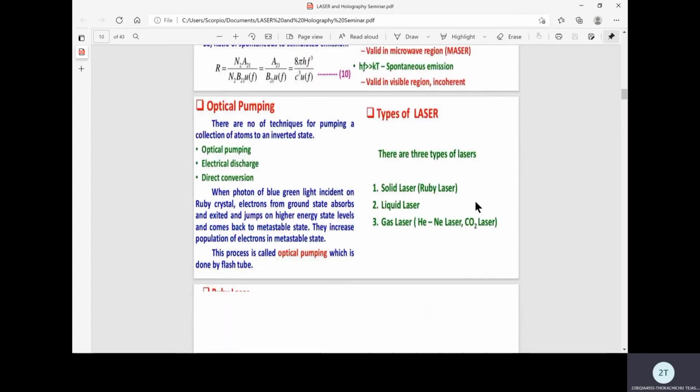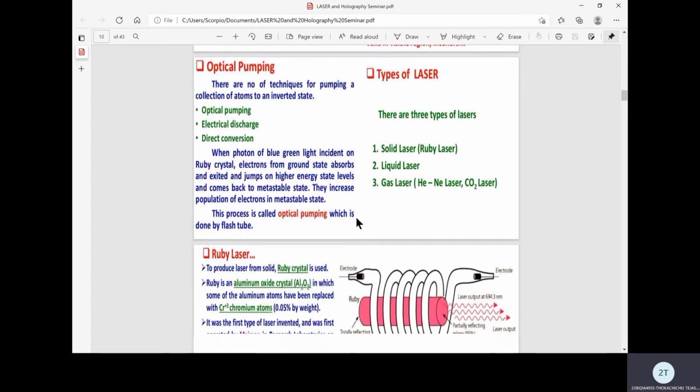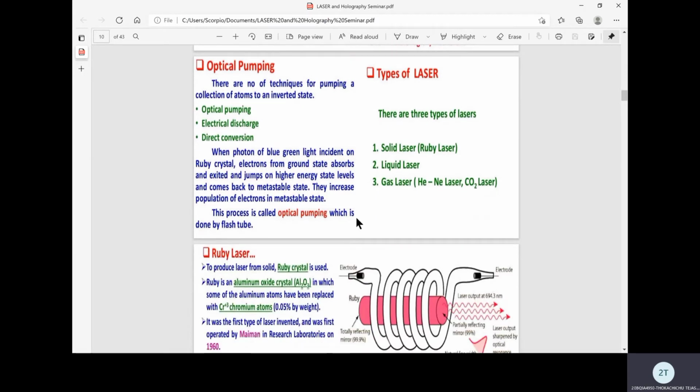Now let's discuss optical pumping. Optical pumping is one of the methods of pumping a collection of atoms to their inverted states. Apart from optical pumping, other methods used are electrical discharge and direct conversion. Now let's see how optical pumping plays a key role in our coming experiment, the ruby laser experiment.